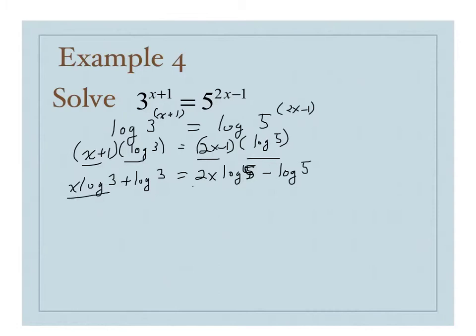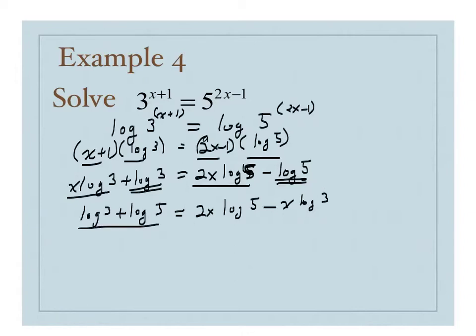And now I have two terms that have x's in them and two terms that don't have x's in them. So I'm going to put those together, get all my x's on the same side. So let me bring my x's over to the right side: 2x log of 5 minus x log of 3. And on the left side, we'll have log of 3 plus log of 5. Okay, so log 3 plus log 5 simplifies to log 15, and that's by the product property. We can multiply the 3 and 5.